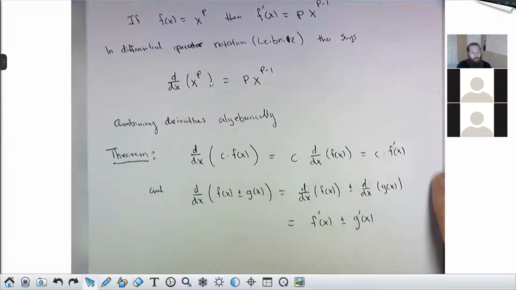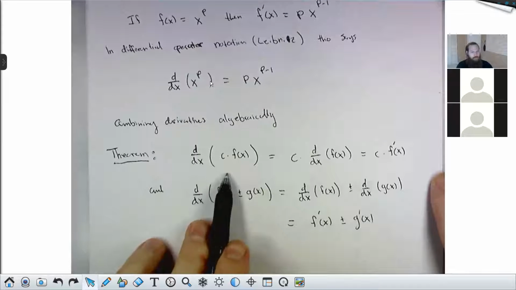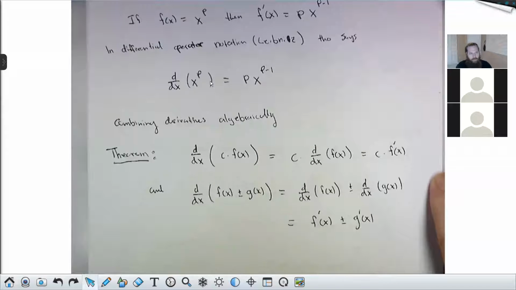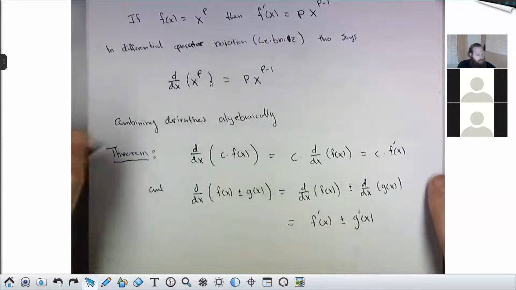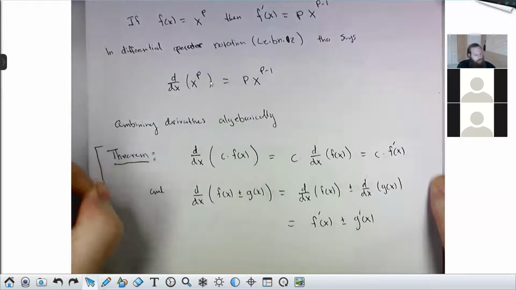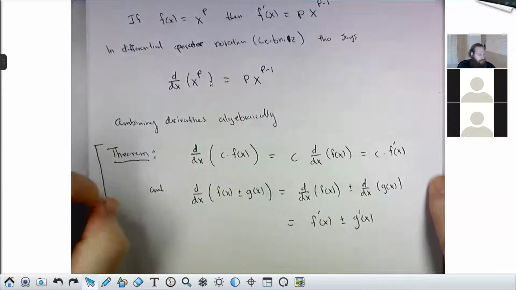This is the idea. If you want to take the derivative of a constant multiple of a function, just pop out the constant. The constant just comes along for the ride. And if you want to take a derivative of a sum or difference of functions, just take the derivative of each piece and then add those up. So these things together say that the derivative is a linear operator.